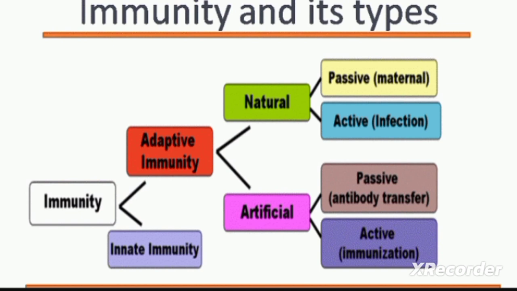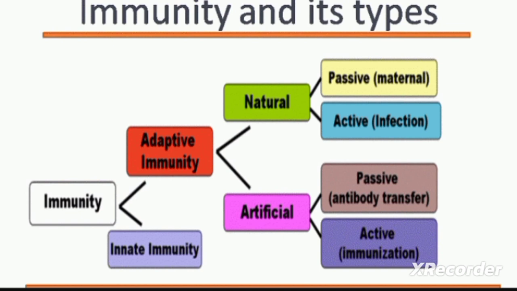Next one, natural active immunity. Natural active immunity means that if an infection occurs in a patient, immunity is developed after that infection. If the patient is again infected with this virus, the patient will not be diseased. So that is known as natural active immunity.